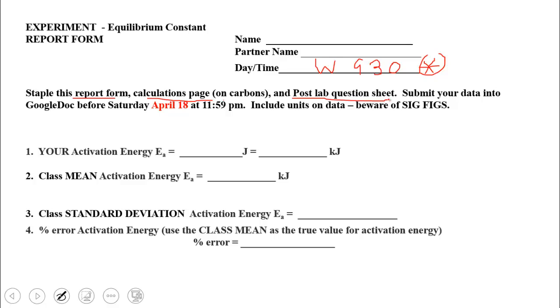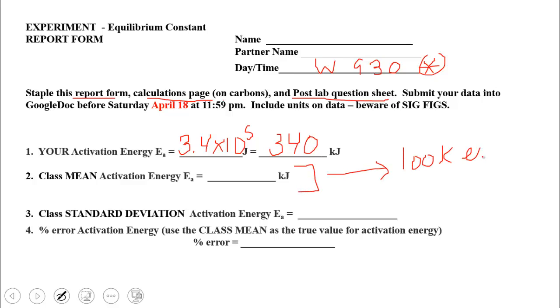Now, you're going to be putting your activation energy in here, and remember, we will be stating things to significant digits. So I rounded mine to 3.4 times 10 to the 5 joules, or that's the same as 340 kilojoules. And then you're going to want to look at what is the mean. So you're going to want to look at the entire class.